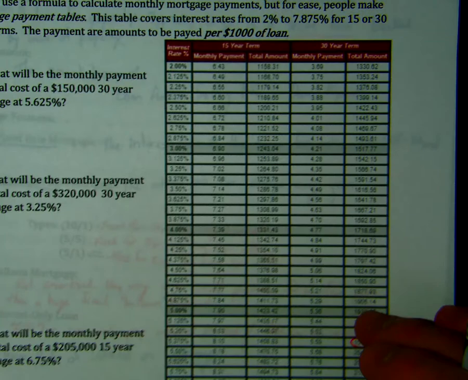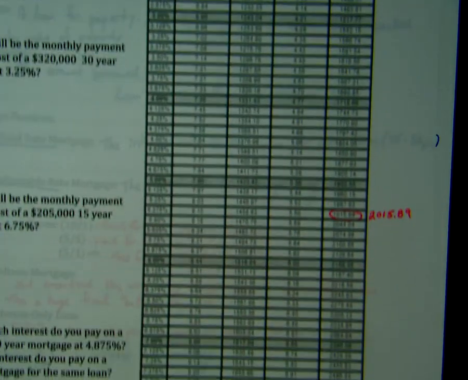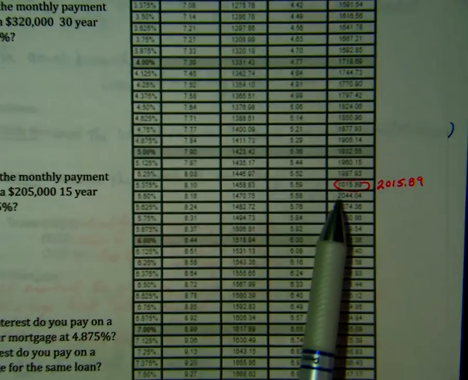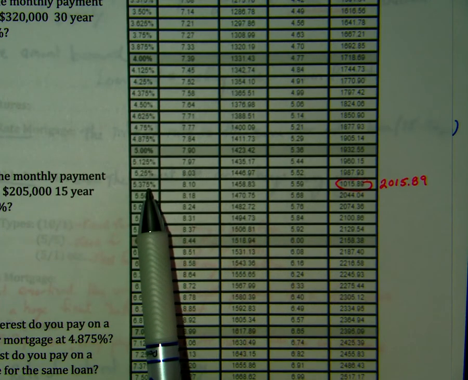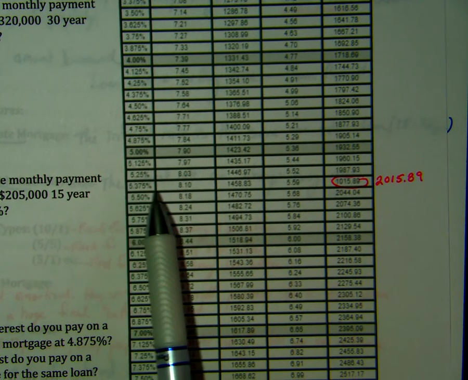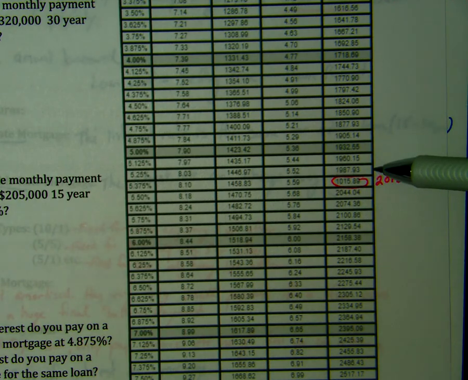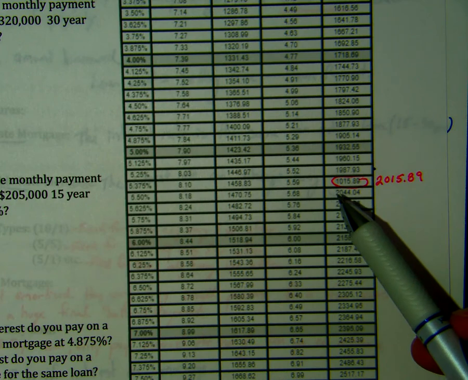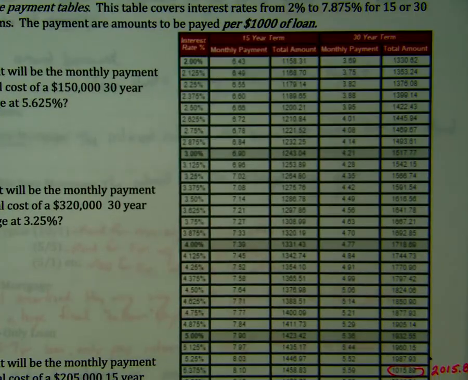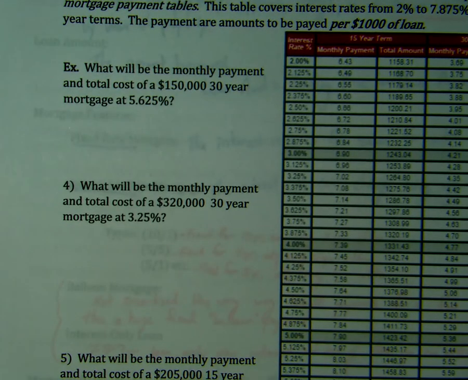My example actually uses the one typo in this whole thing. So if you look down here at the 5.375%, all the way at the end, you'll notice this weird jump: it goes from over 1,900 down to 1,000 and then back up to 2,000. That's because there's a typo. This should be 2015. Okay. So we're going to use that one. All right. So what is the monthly amount and the total cost of a $150,000 loan?